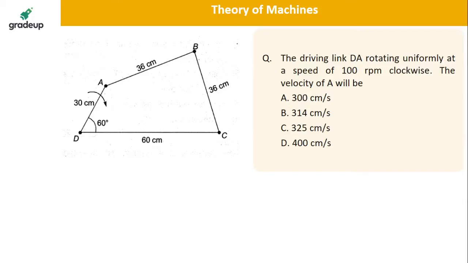Next question. The driving link DA is rotating uniformly with a speed of 100 rpm in a clockwise direction. What is the velocity VA? What is the value of VA?